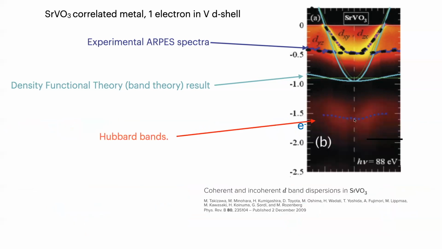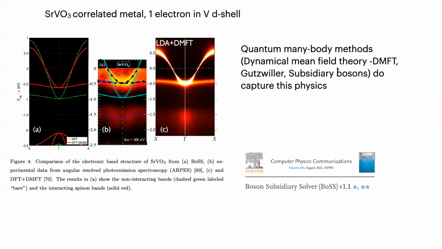You can also see Hubbard bands, but I won't go into detail on that. And again, the basic explanation here is that density functional theory, which is a band theory, doesn't take into account this renormalization of the bands from the Hubbard U. And I should mention that the way I've learned about these things was while developing the subsidiary boson method, which is now in this open code, which works in MATLAB, and it's quite easy to use, at least as a starting point, as opposed to things like dynamical mean field theory.